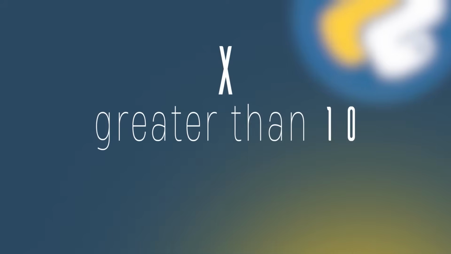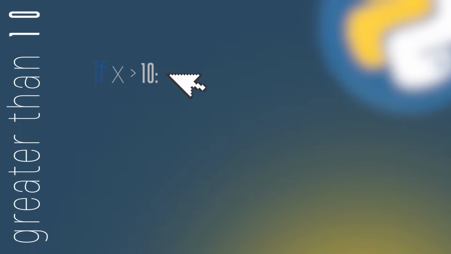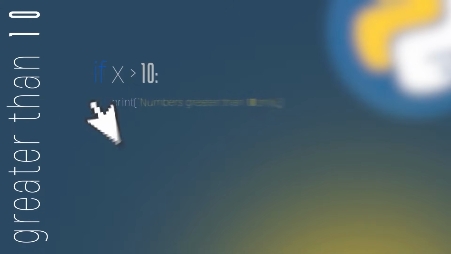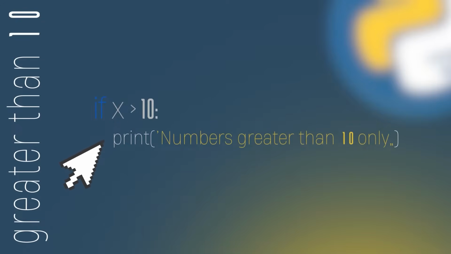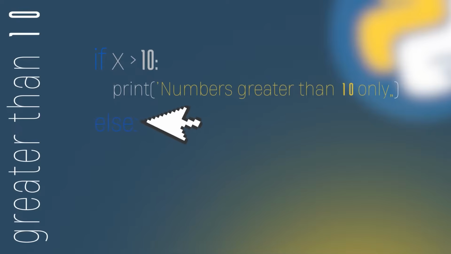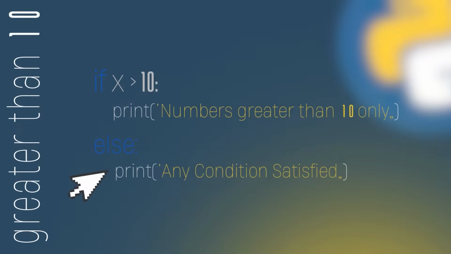Let's suppose we want to check if a number is greater than 10. The number we want to check is stored in the variable x. We can check if this number is greater than 10 by doing if x, operator greater, and the number 10. If this condition is true, we're going to print numbers greater than 10 only. Otherwise, if the condition is false, we're going to have our else statement. In the else, we're going to print any condition satisfied.